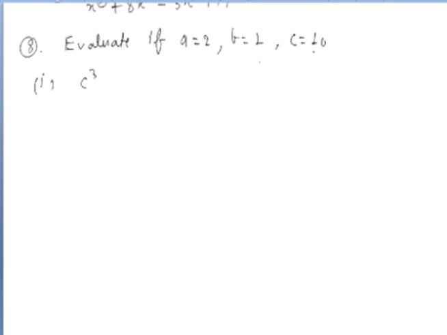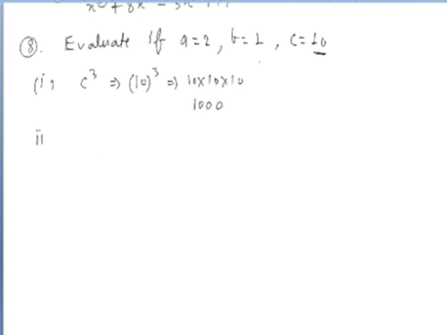What would be the value of this term? We know c is 10, so just put the value of c as 10, and cube means multiply 3 times. So the value of this is 1000. In this way we have to evaluate these terms.